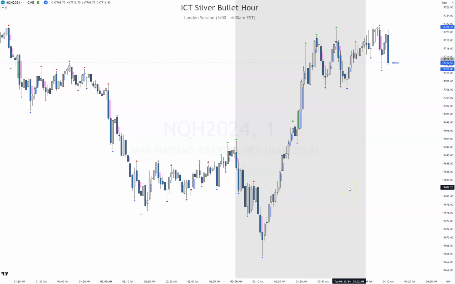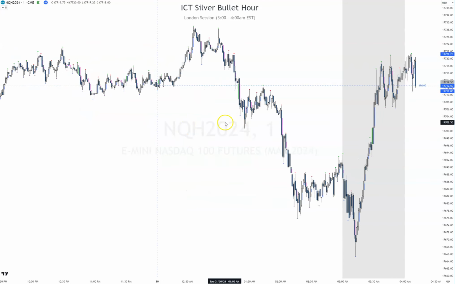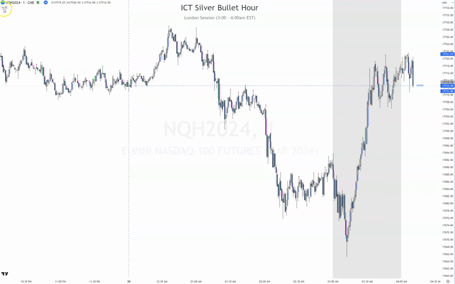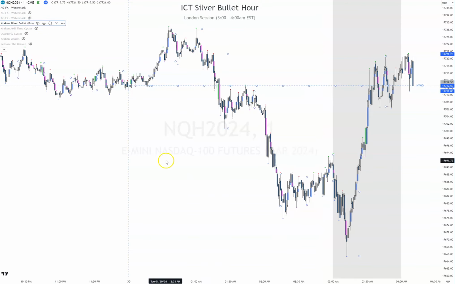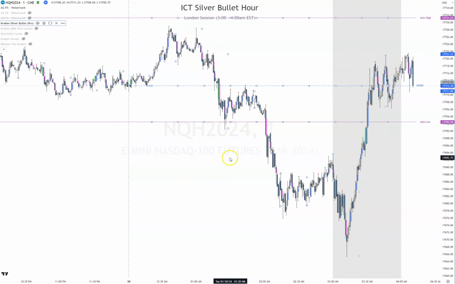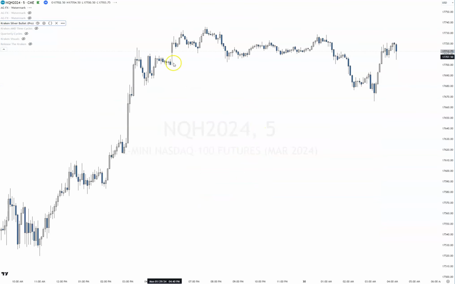Okay, so right now this is the London silver bullet time frame from 3 a.m. to 4 a.m. This is the New York midnight open. If I scroll back a little bit here, you can see that I'll turn on this. Make sure you see that Asia has been taking the low and we don't get to the high here. Okay, and where did we go down here, right? So if you go to the 5 minute, without having anything else on the chart here, let's turn this off. You see that we came down here.